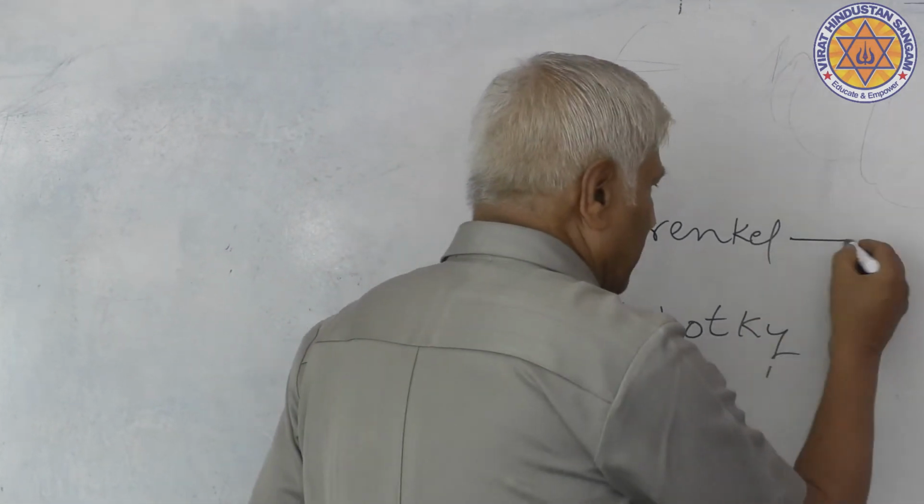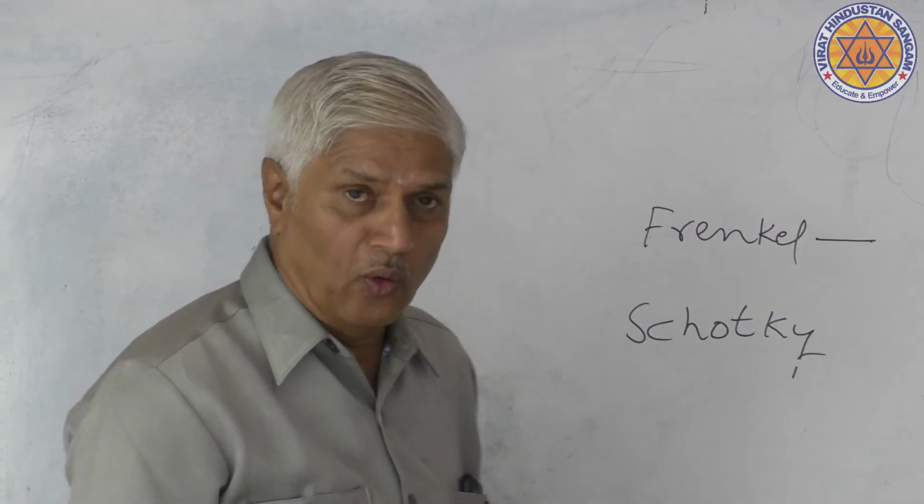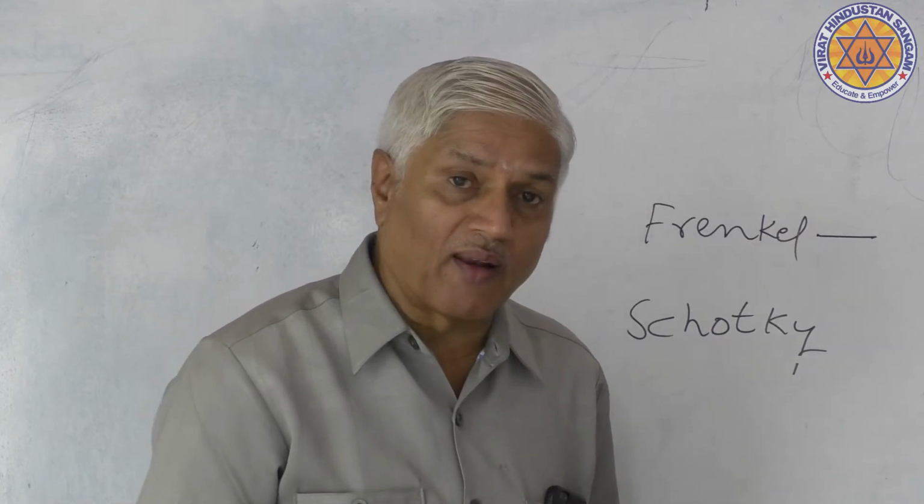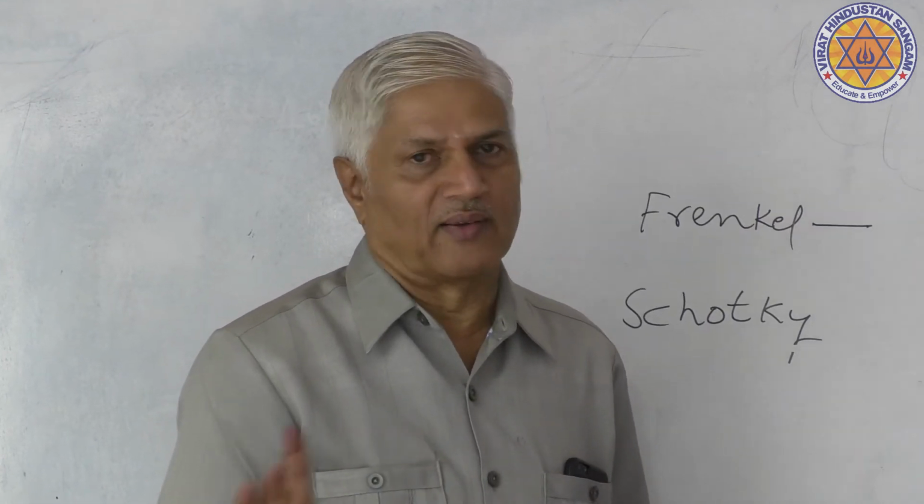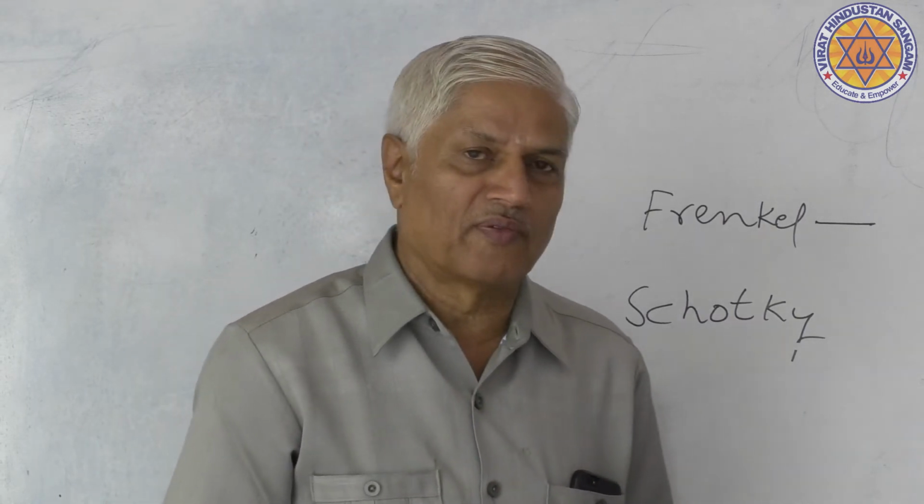For Frenkel defect, the coordination number should be low. The cation should be quite small compared to the anion. If these two conditions are satisfied, then it will show Frenkel defect.